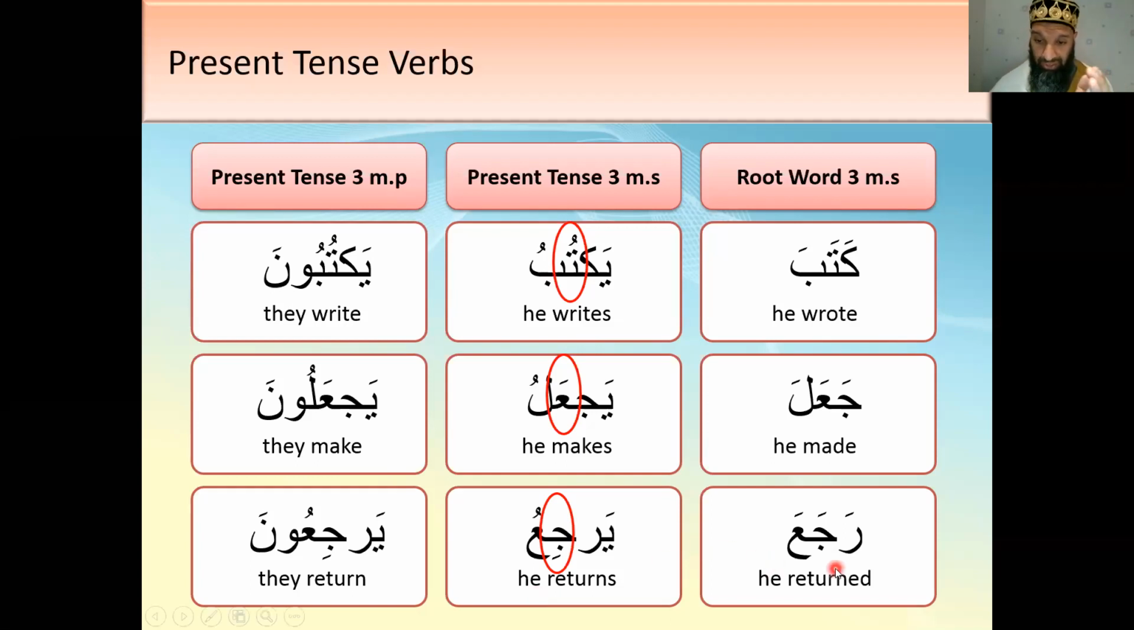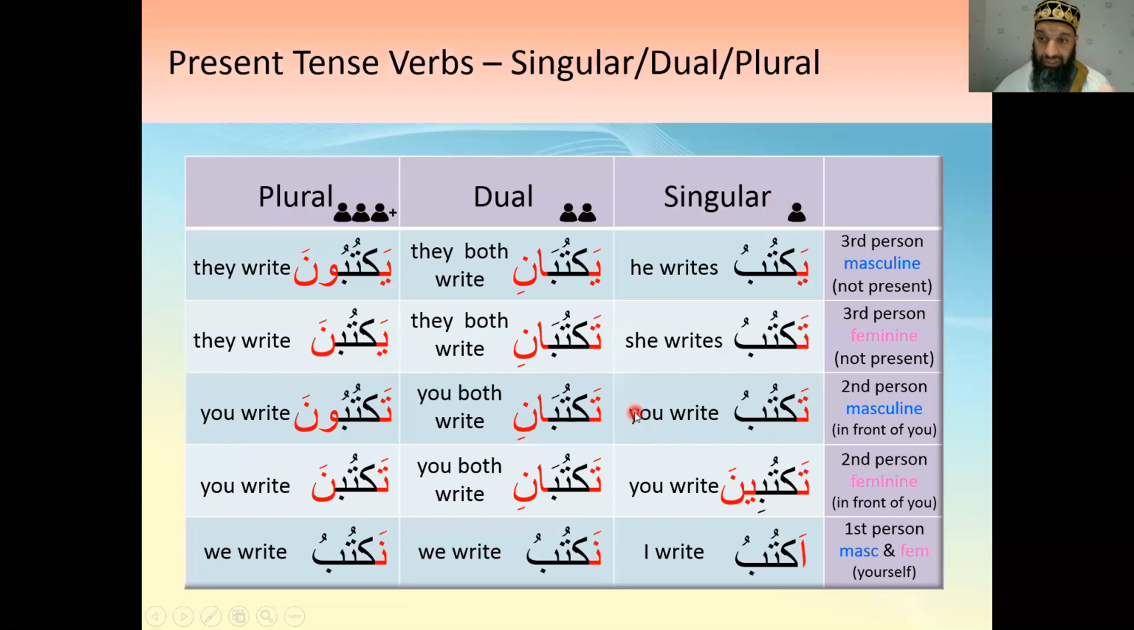But really, the way you learn it is raja'a yarji'u, ja'ala yaj'alu, kataba yaktubu. And then once you know the sign on that third letter, it carries on through the whole table. That same sign carries on the whole way through for all its different combinations. And this is the table for the present tense.